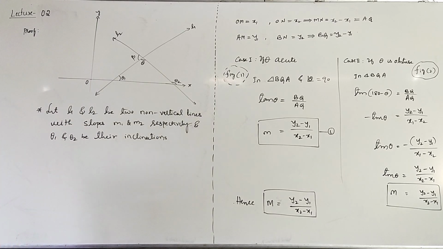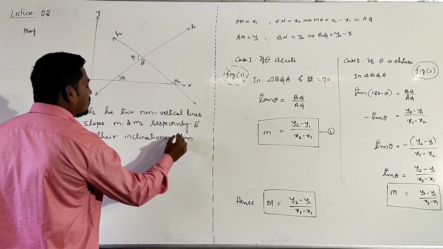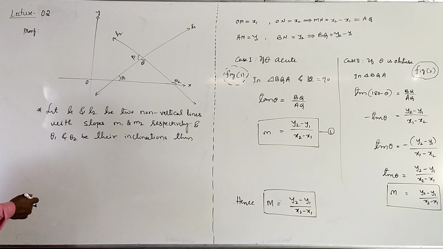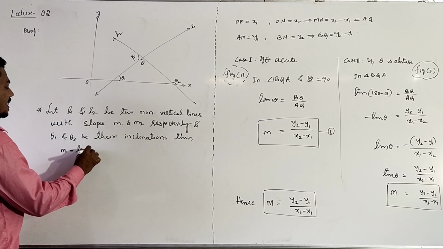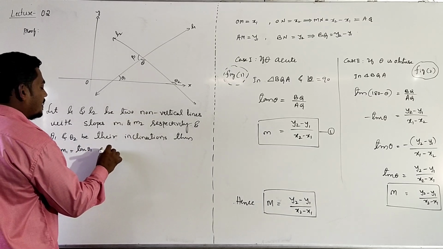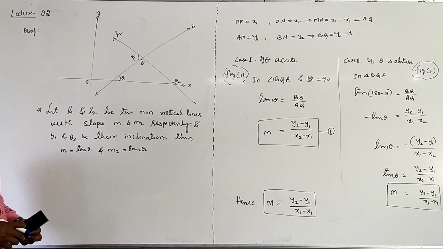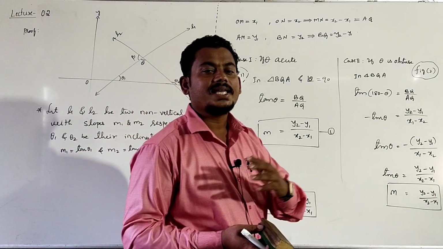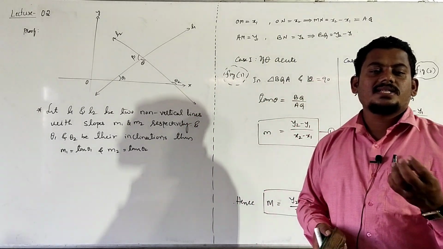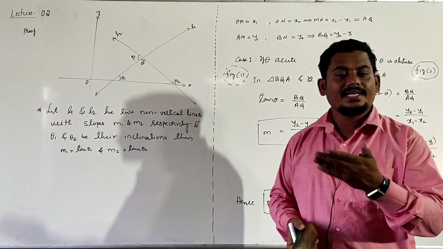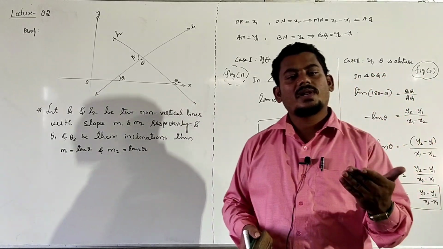Clearly theta 1 and theta 2 are their inclinations. Then if theta 1 and theta 2 are their inclinations, what is m1? M1 is equal to tan theta 1, and m2 is equal to tan theta 2. Already you know theta is the inclination of the line, then tan theta is known as the slope of the line. If theta 1 is the inclination of line 1, then tan theta 1 is the slope of that line, so the slope of line 1 is taken as m1 and the slope of line 2 is taken as m2.